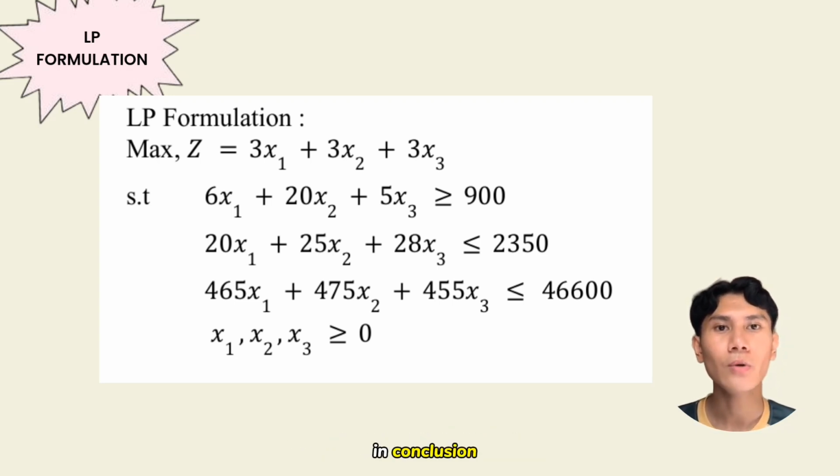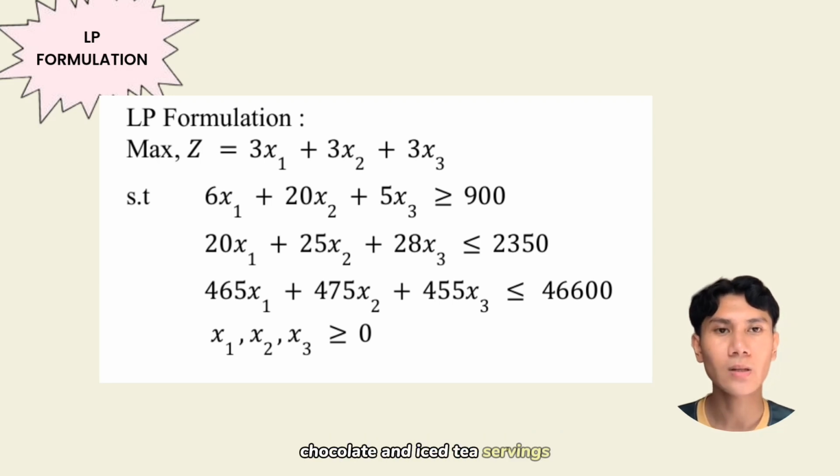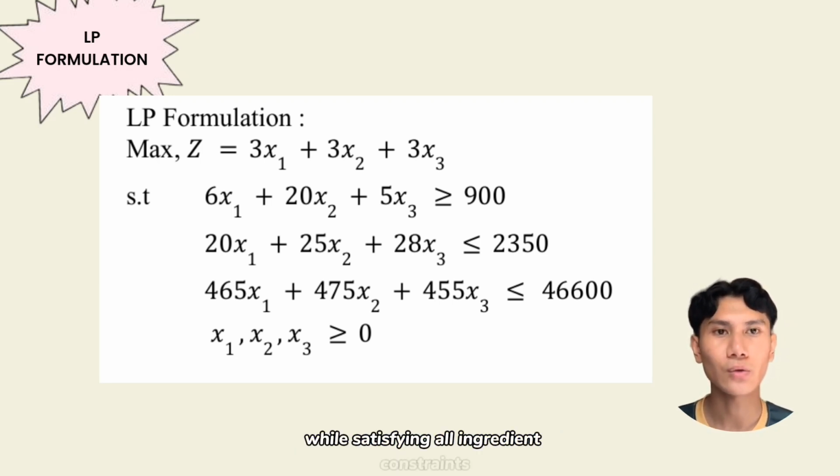In conclusion, we combine the objective function and all constraints to form our linear programming model. This model will help us determine the optimal number of green tea, chocolate, and iced tea servings to maximize the daily revenue while satisfying all ingredient constraints.